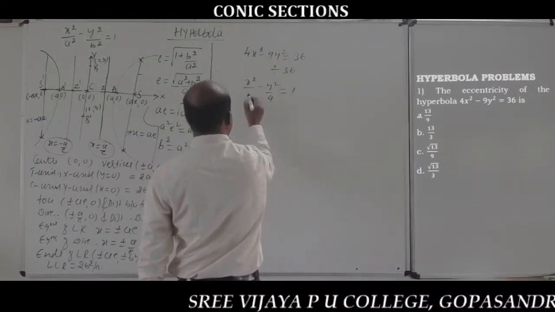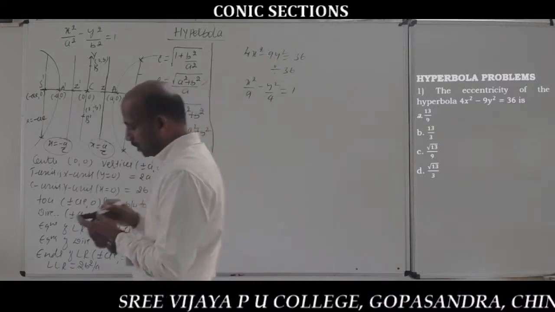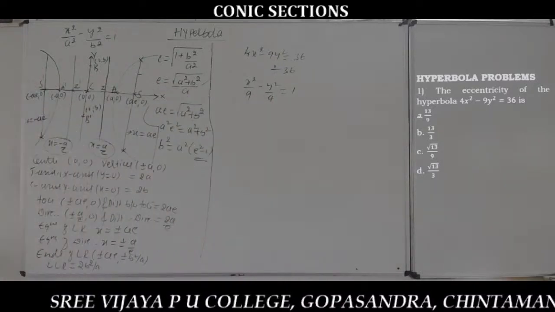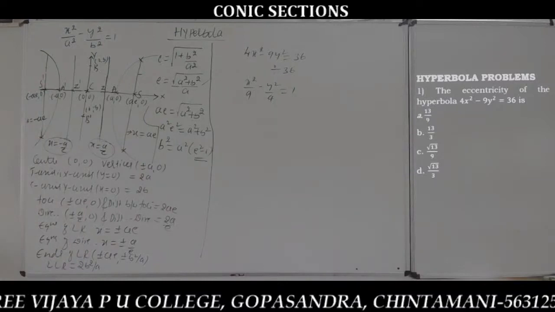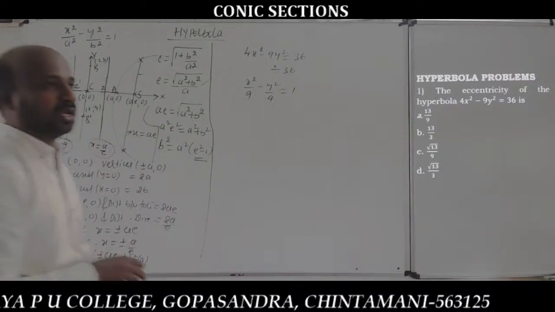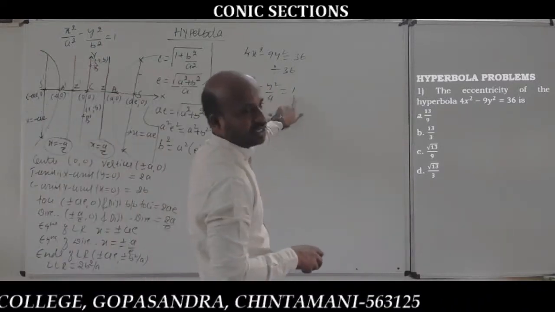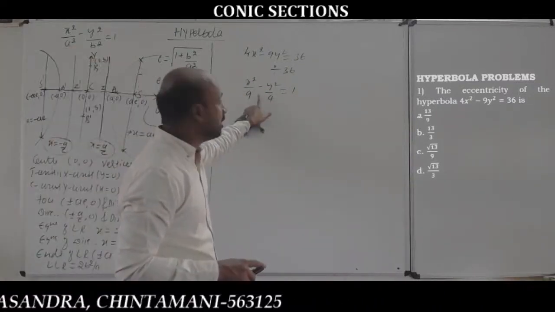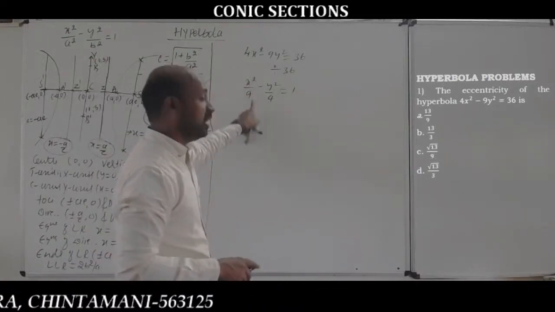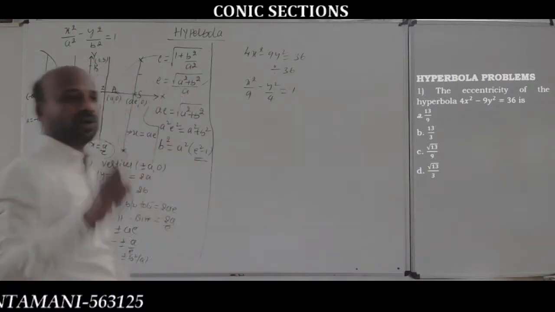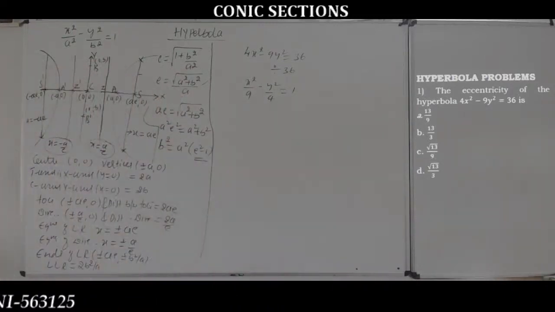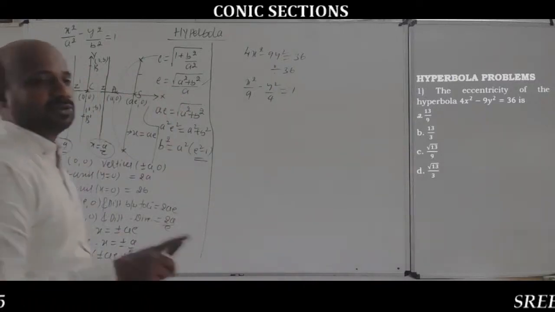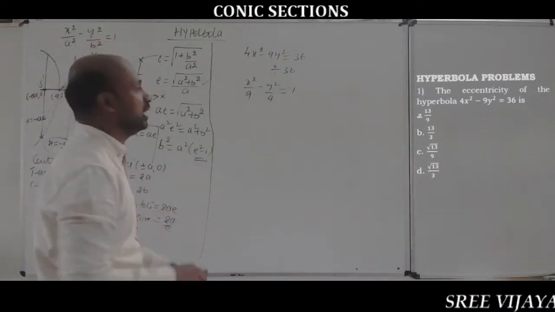The RHS is 1. Here we don't check whether a is greater than b or a is less than b. If it is an ellipse, you have to check whether a is greater than b or a is less than b. In the hyperbola case, what we have to check is whether the RHS is equal to 1 or equal to minus 1. If you multiply by minus, it becomes minus. x square by a square minus y square by b square equals 1 is the hyperbola; x square by a square minus y square by b square equals minus 1 is a conjugate hyperbola.